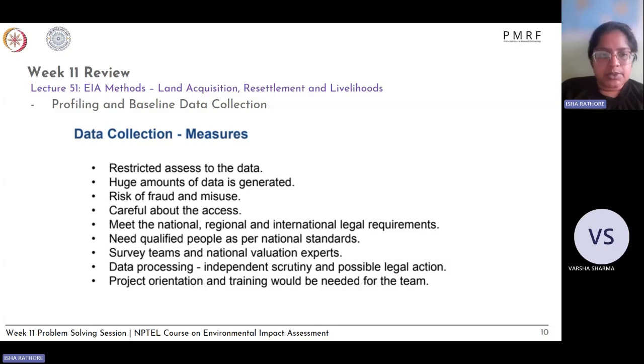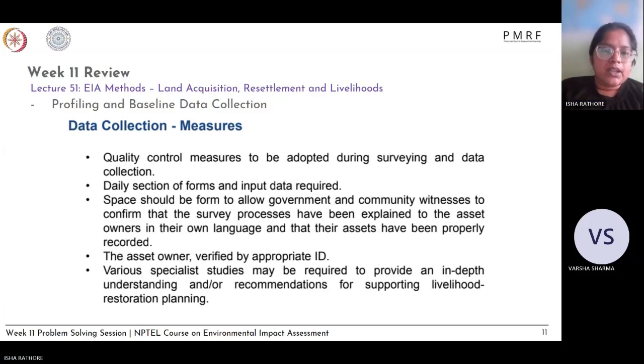So these are some measures which were discussed for the data collection stage when we are doing surveys for land acquisition and resettlement. Some other measures are quality control measures to be adopted during surveying and data collection. So again, some level of quality should be maintained. Daily checking of forms and input data required. So when this data was collected, the date and who collected it, all of that information should be put in, so that anybody can recheck with that person again.